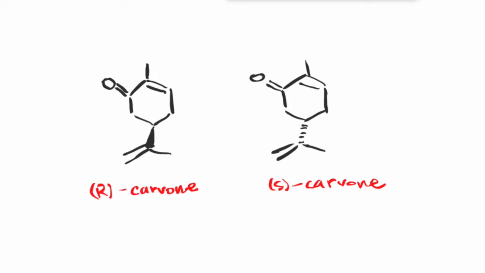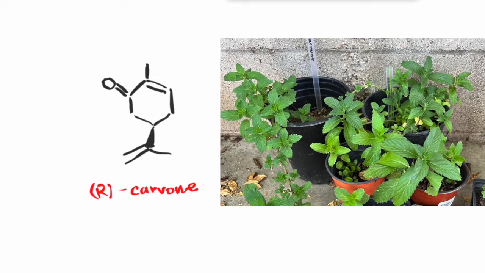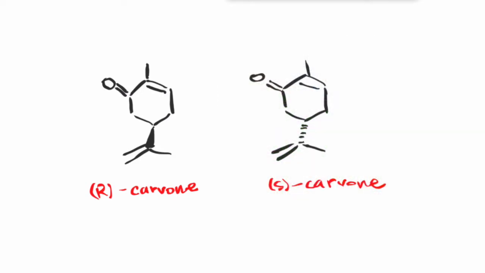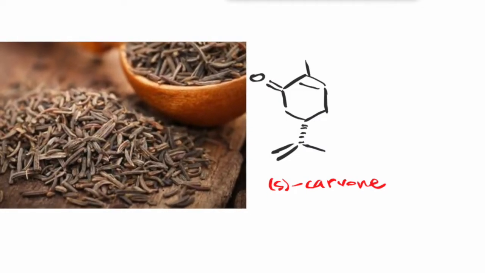However, there are some differences between these two molecules, or else they would just be identical molecules, right? And it turns out our noses can tell these two molecules apart. The molecule on the left, R-carvone, smells like spearmint. It's like a minty sweetness. Whereas the molecule on the right, S-carvone, smells more spicy, like cumin or fennel.